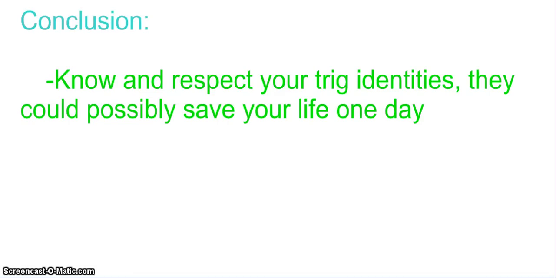Alright, so what do we want to make sure we take away from this unit? We want to take away our trig identities. We want to know them, love them, respect them, because you never know. Someday they might save your life.